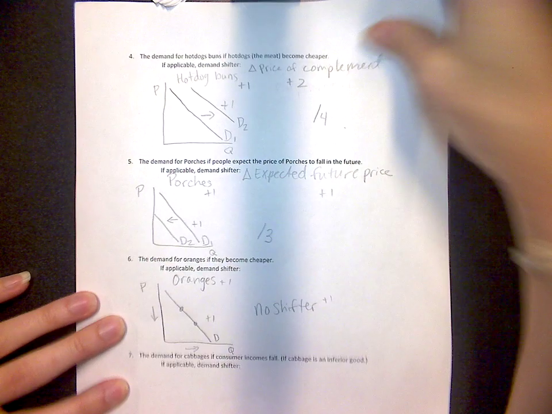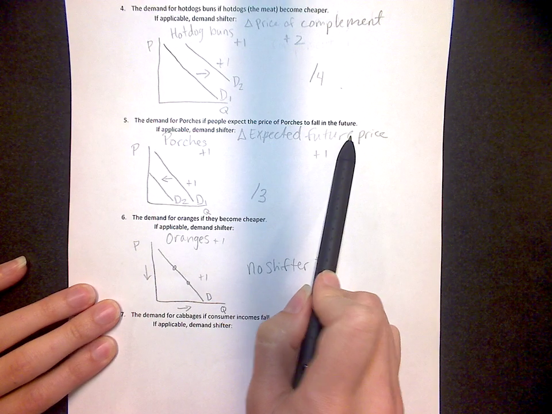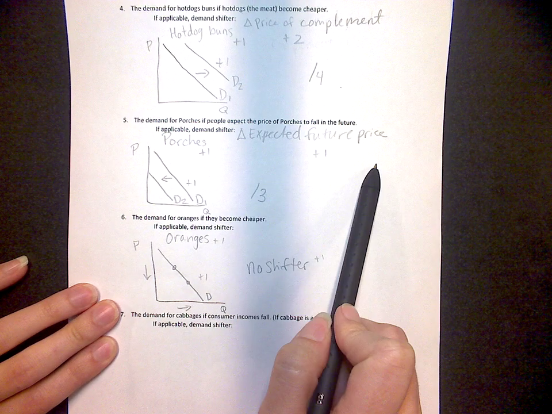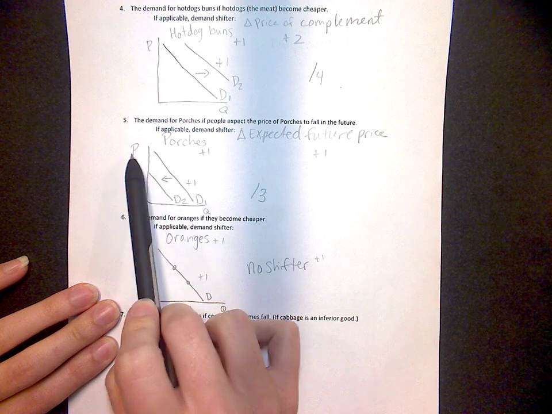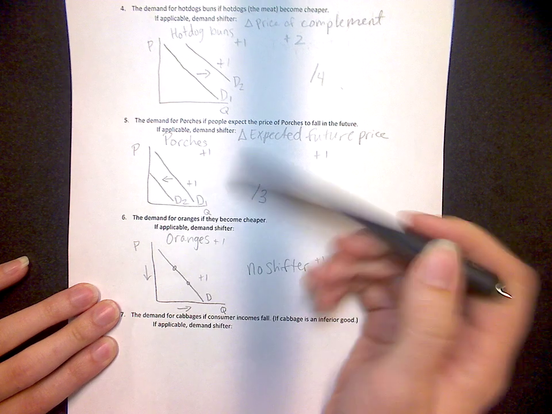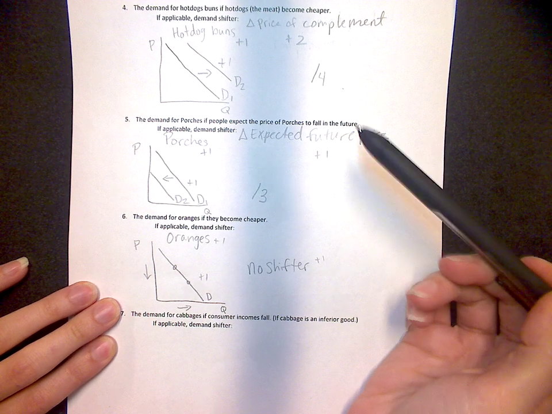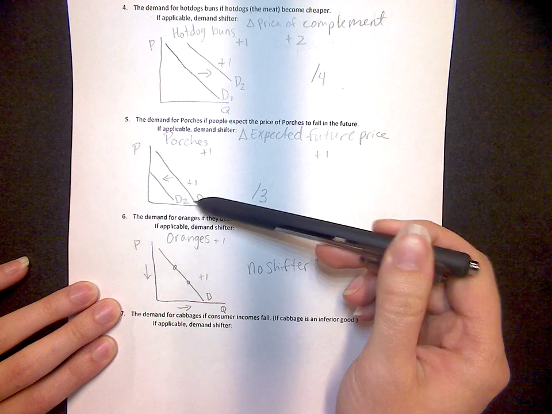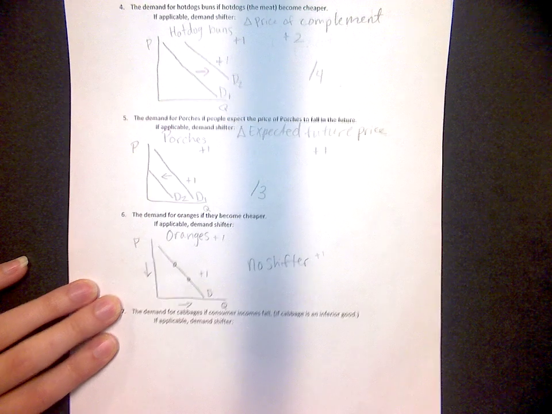Okay. All right, Porsches. People expect the price to fall in the future. So the price hasn't changed yet, so this is change in expected future price. We title it Porsche price quantity, okay? And so if they think the price is going to fall in the future, they don't want to buy it today, they want to buy it in the future, right? So the demand shifts in, okay?